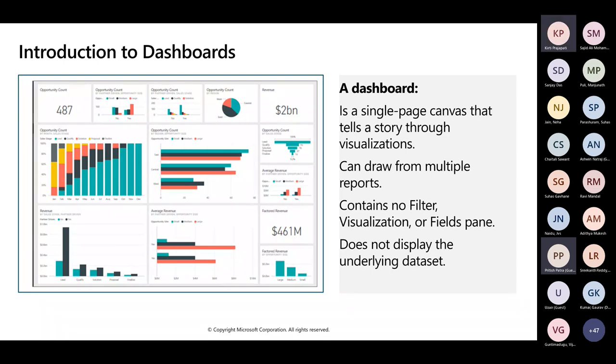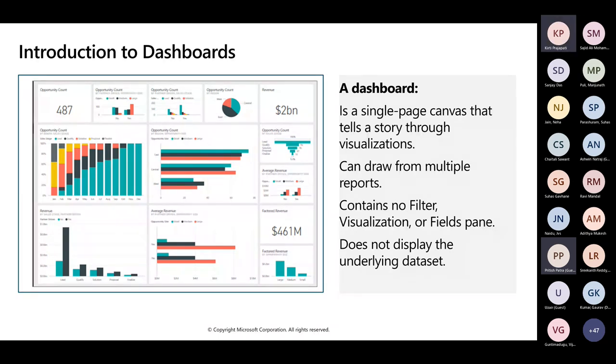And you cannot see the underlying data set directly in a dashboard, while you can see the data set in a report. In a dashboard, on this screen, I don't see any data set, right? I don't understand what data set has been used, but in a report, under the data, we can see what data set has been used. So both dashboards and reports can be refreshed to show the latest data. That's a benefit, we can see the real-time data once we refresh that.